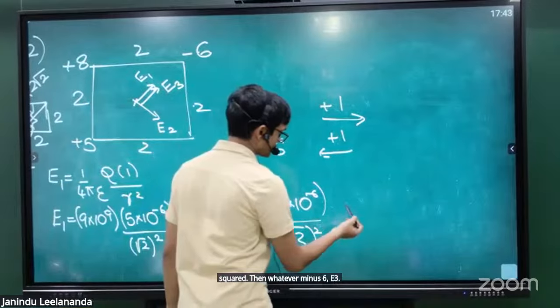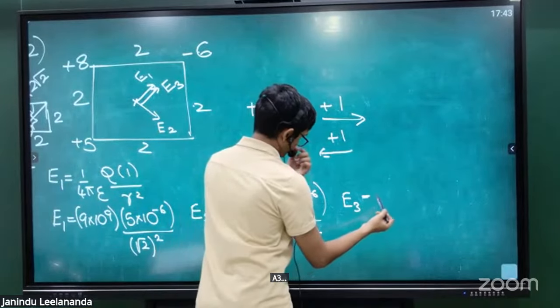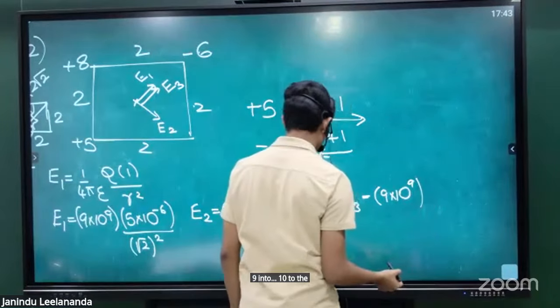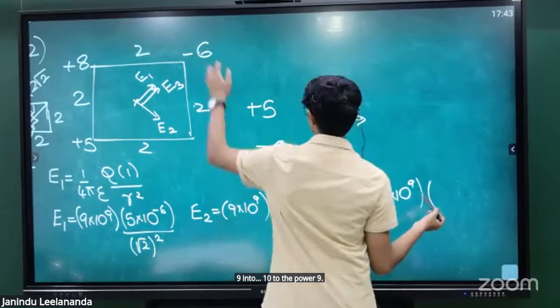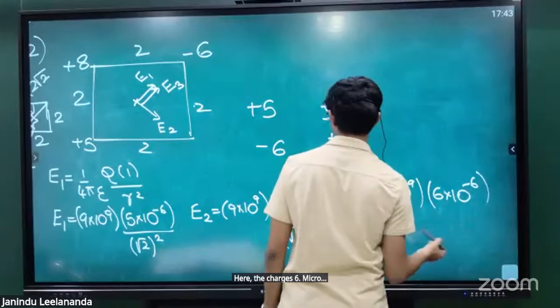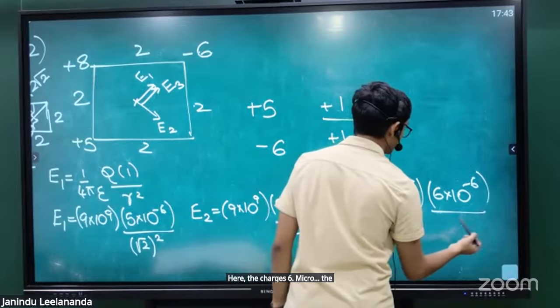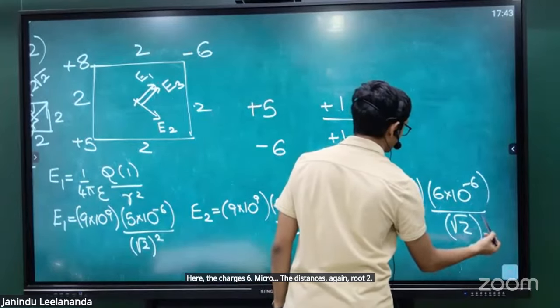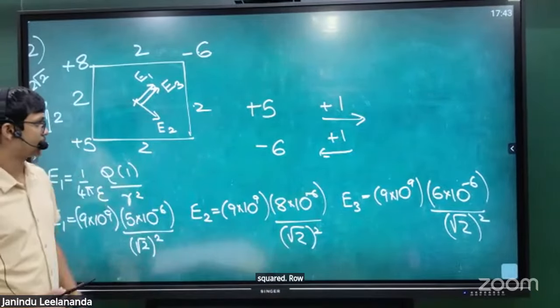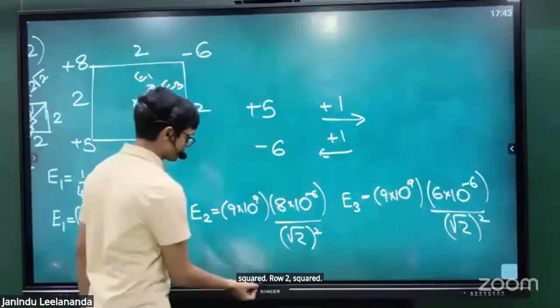E3, 9 into 10 to the power 9. Here the charge is 6 micro. The distance is again root 2 squared.